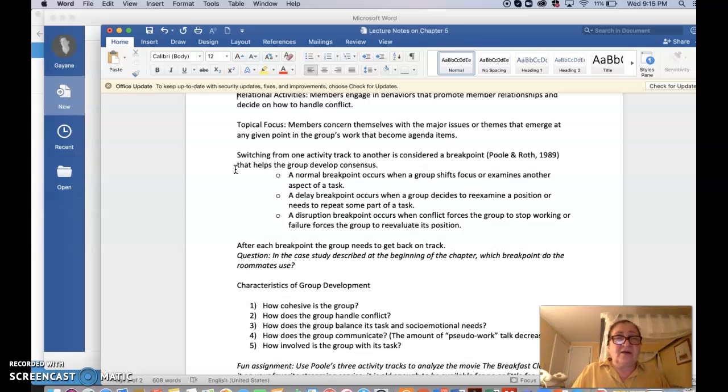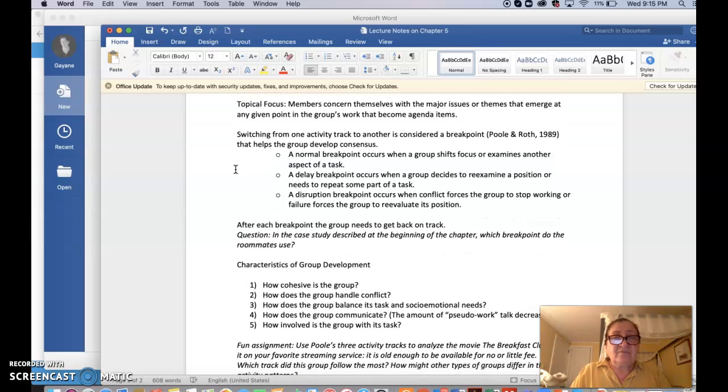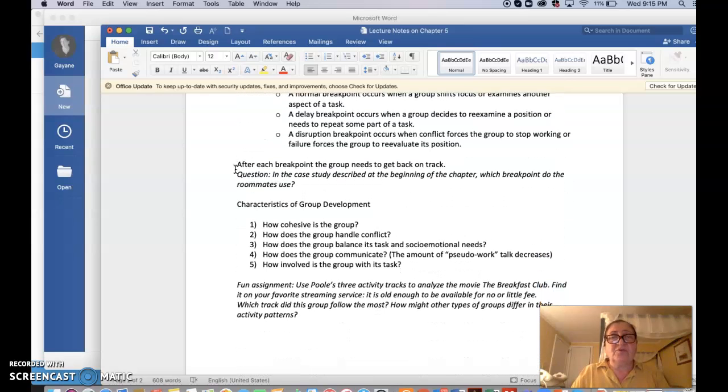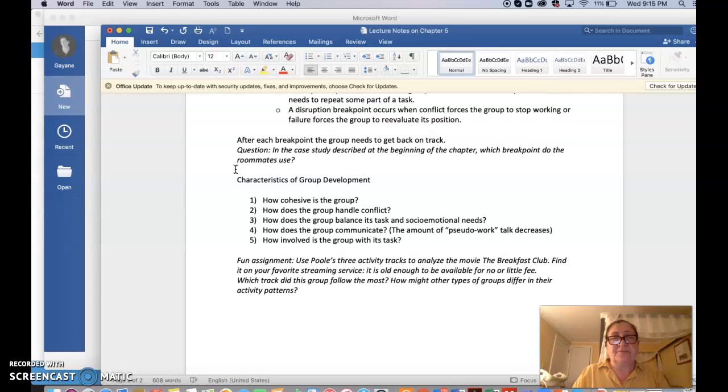And the third one is disruption breakpoint. It occurs when conflict forces the group to stop working, or failure forces the group to re-evaluate its position. After each breakpoint, the group needs to get back on track. And the chapter suggests examining the case study to learn which kinds of breakpoints are happening there, and what are the roommates using? How do they get back to their task?